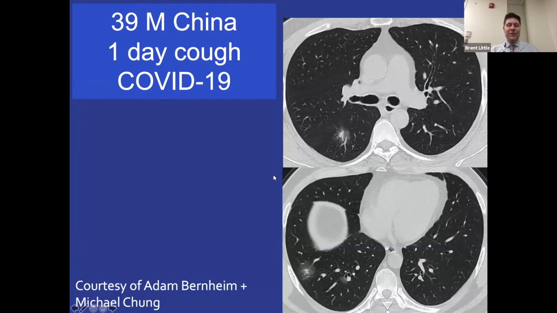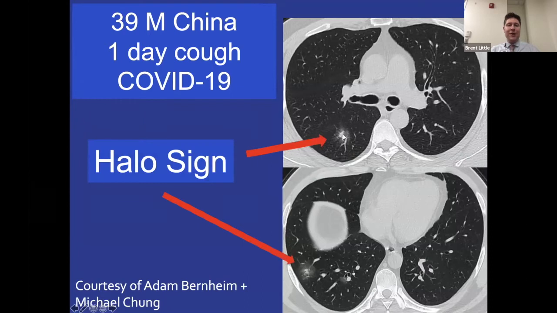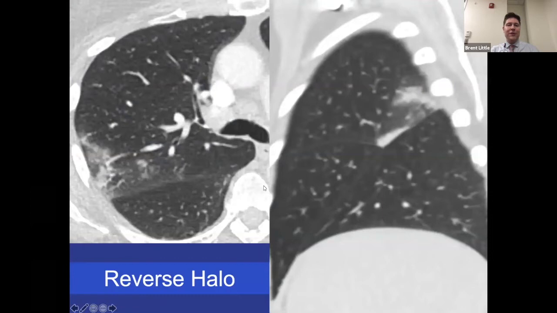This slide highlights some of the other findings you might see in COVID-19 in a minority of cases, findings that can be seen in other infections. This is known as the halo sign. It is a solid nodule with surrounding ground glass hazy opacity. Remember, it's not specific for COVID-19. It can be seen in fungal infections and other viral infections, but it can also be seen in COVID-19, and that was a case of COVID-19 pneumonia.